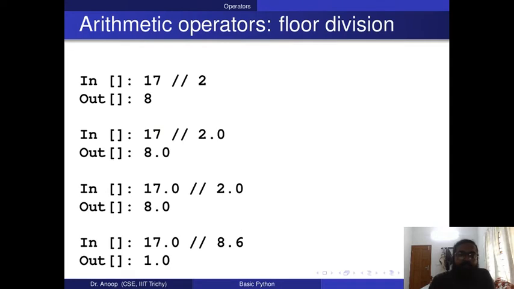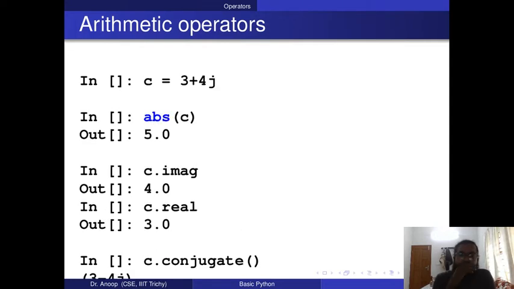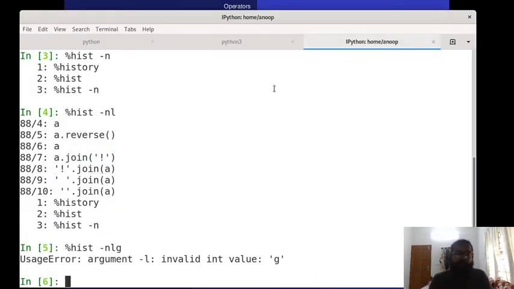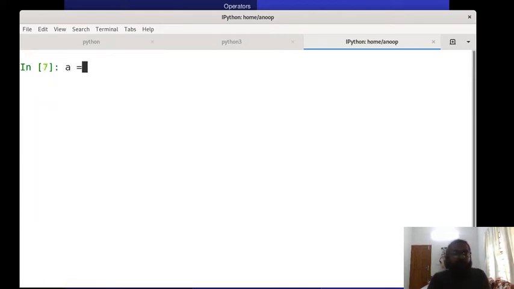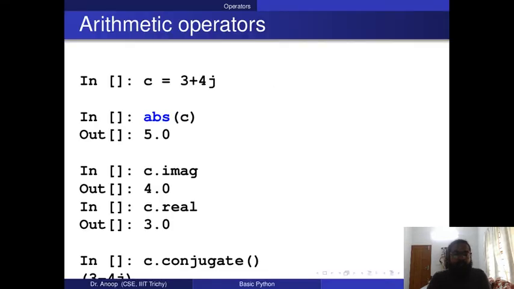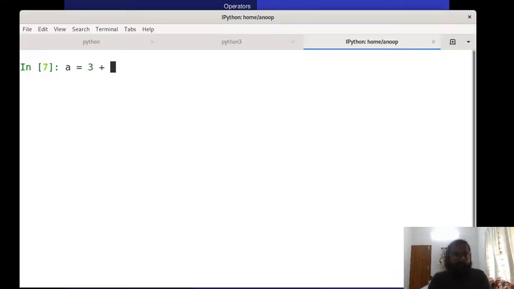So we have seen the floor division. Next are the arithmetic operators. You can find the absolute value of a complex number C, say C is 3 plus 4j. I'm now going to use the IPython interpreter. So I'm going to write A is equal to 3 plus 4j. You can see that this IPython interpreter is also colorful. So type of A is complex. Yes.